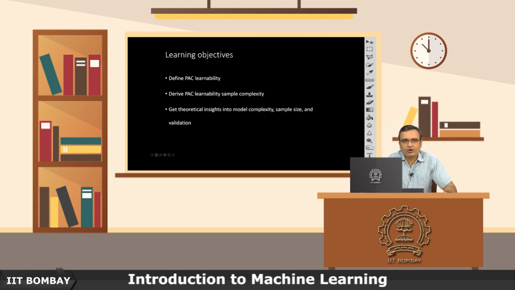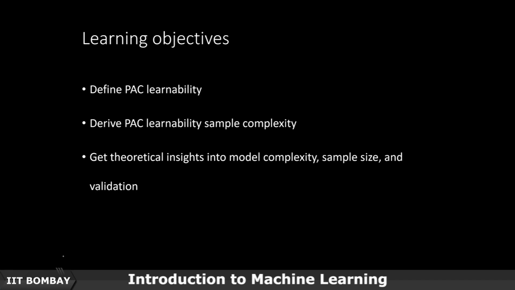The objectives of this topic are that we will define something called PAC learning, probably approximately correct learning. We will derive PAC learnability and sample complexity, so basically how many samples are needed for some guaranteed learning outcomes such as probably approximately correct learning. And then we will get theoretical insights into model complexities, sample size and validation in terms of the complexity of the models.